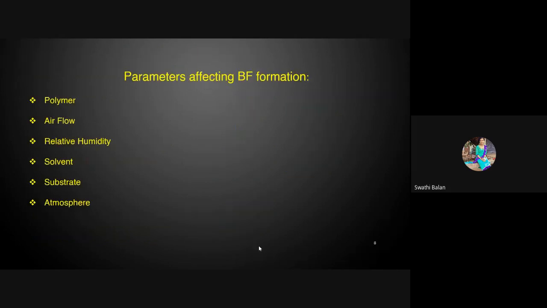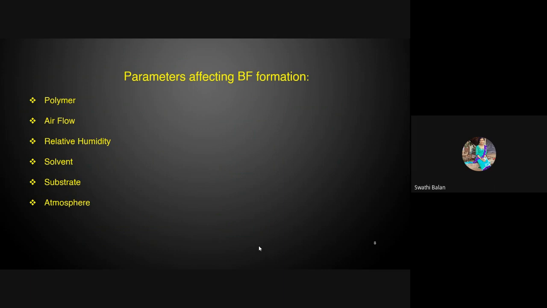There are various parameters which affect the breath figure formation. First, polymers. Various kinds of polymers such as homopolymers, amphiphilic polymers, block polymers have been used to prepare breath figure films. And the molecular weight of the polymer is found to have an influence on the shape of the pores. Higher the molecular weight, we get larger pores. Airflow. Airflow velocity has been found to affect the breath figure pore size and shape. Normally, with higher airflow speed, smaller pores were formed.